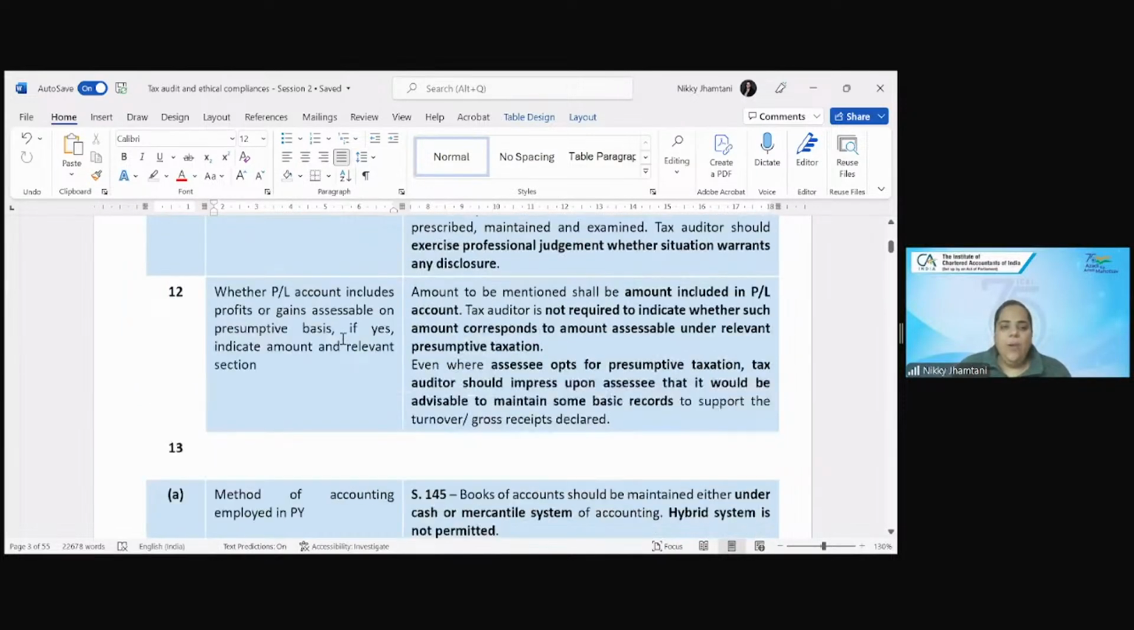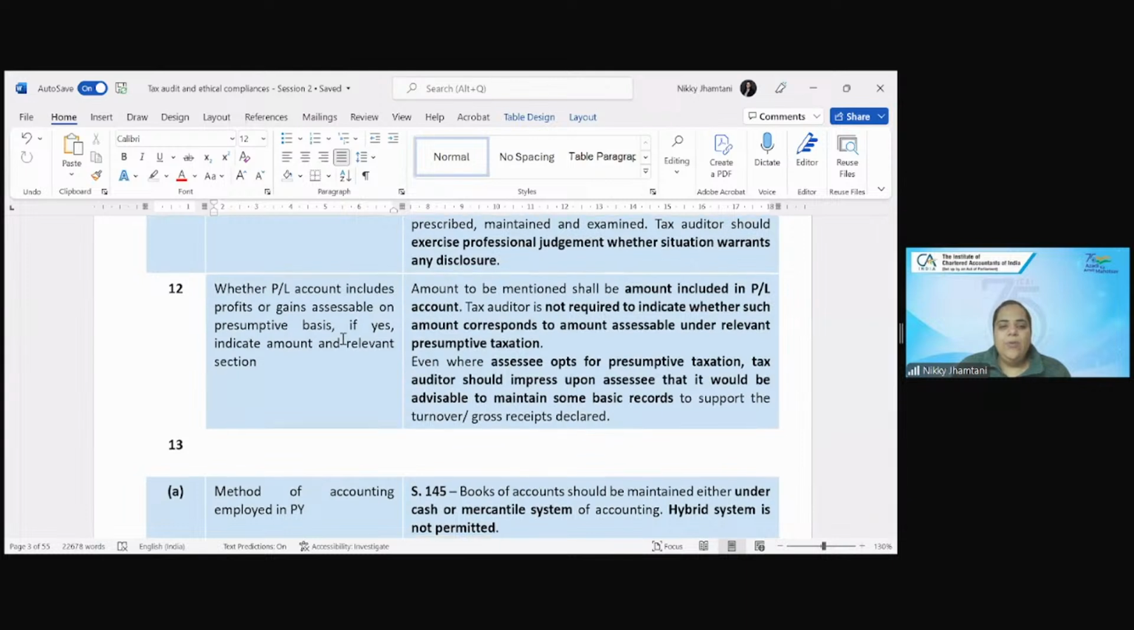Then clause 12, whether P&L account includes profits or gains assessable on a presumptive basis, if yes, indicate amount and relevant section. So in the P&L of whoever you are auditing, is there any income which they want to claim on a presumptive basis, and if so, what is the amount and the relevant section.